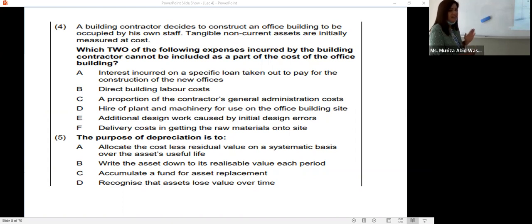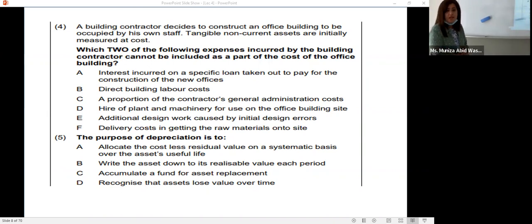Yeah, I could. Option A is the right one, students. It's the definition of depreciation. Allocate the cost less residual value on a systematic basis over the asset's useful life. They are telling you the formula: cost minus residual value divided by estimated useful life of the asset. B is not the right one because write the asset down to the realizable value each period. No. Do you do this in IS 16? Do you write the asset at its realizable value at the end of each year? No. It is not depreciation.